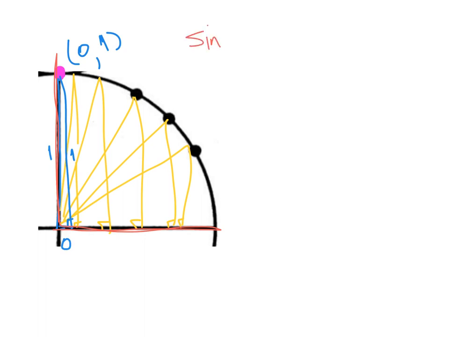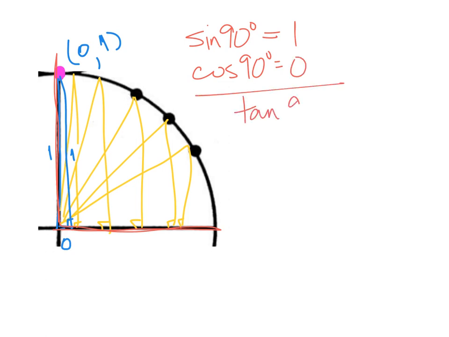When it comes to sine of 90 degrees, it's going to be the y-coordinate, 1. Cosine, it's going to be the x-coordinate, 0. And when it comes to tangent, tangent of 90 degrees is going to be sine over cosine. 1 divided by 0 is undefined.